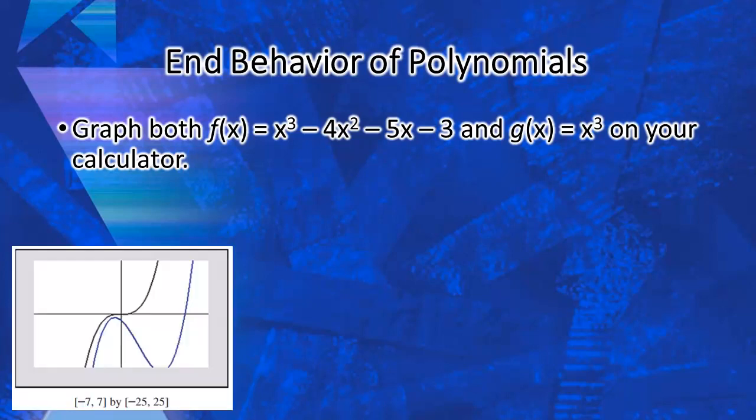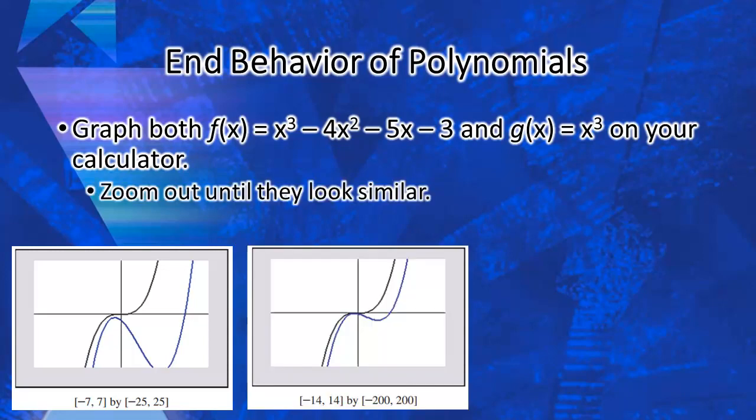Go ahead and graph those on your calculator. When you graph those two equations on the same graph, you're going to get a graph that looks similar to this. You might have a slightly different window, but that's okay. It should look something like that if you're zoomed in fairly close. Now, I'd like you to zoom out a little bit. Now your graph is going to look something close to this. Go ahead and zoom out maybe 1 or 2 more times until the two graphs look almost identical.